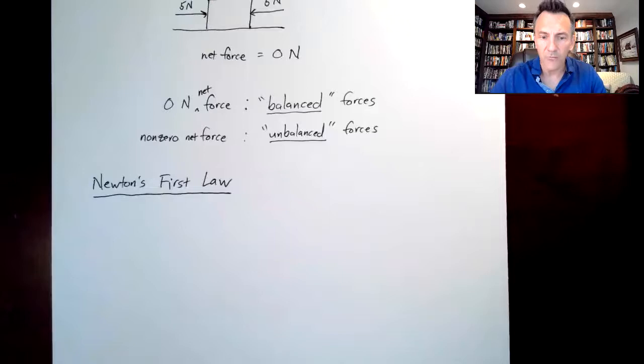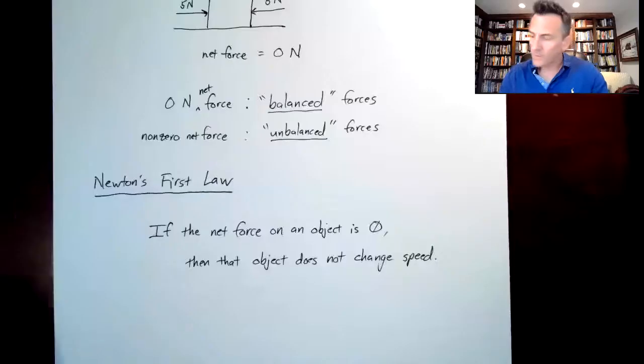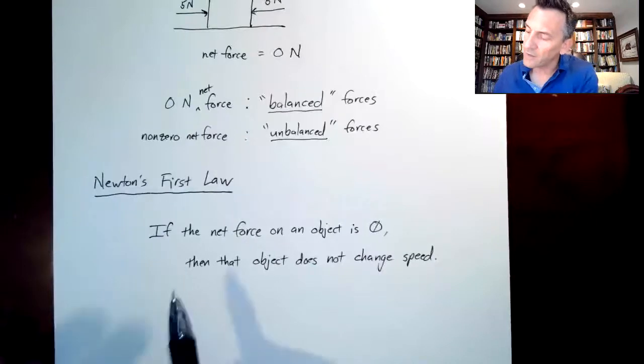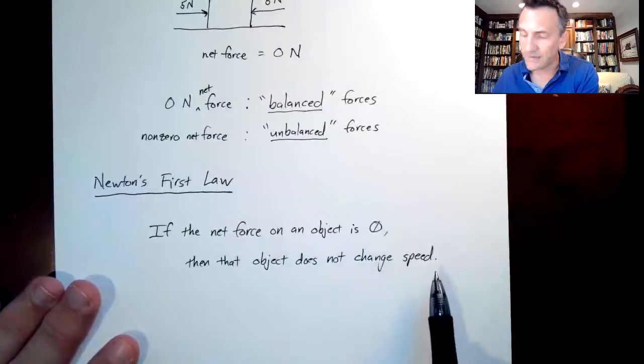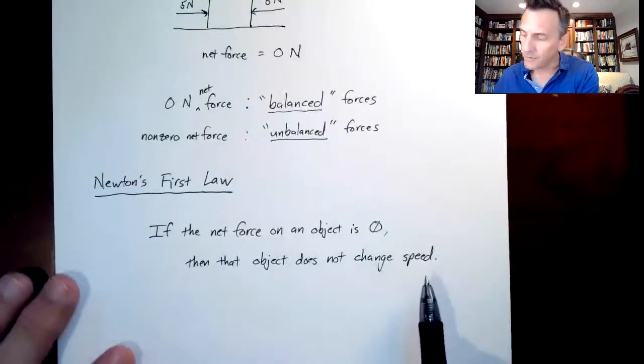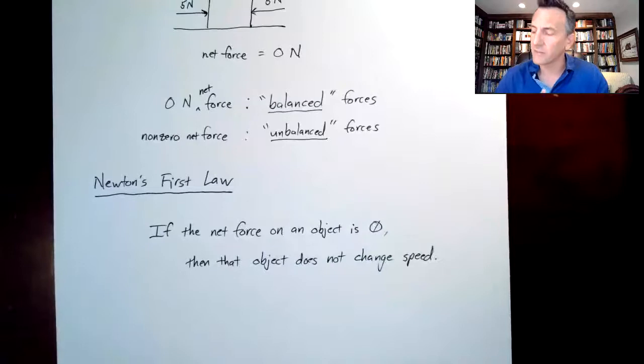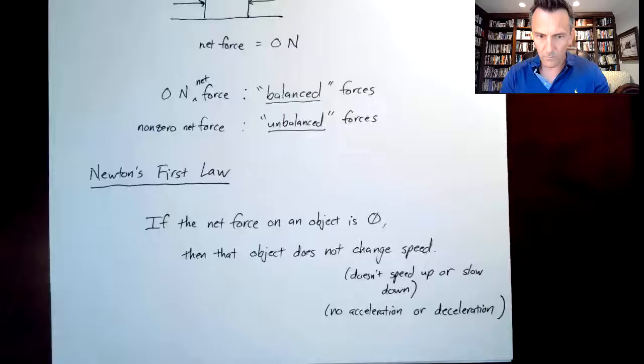Now that we know about net forces, we can talk about Newton's first law. This law is very easy to state in terms of net forces. So Newton's first law states that if the net force on an object is zero, then that object does not change speed. If you've seen Newton's first law before, you may have heard it stated slightly differently, such as an object at rest stays at rest and an object in motion stays in motion. But our version is a bit more precise, so we will use this version.